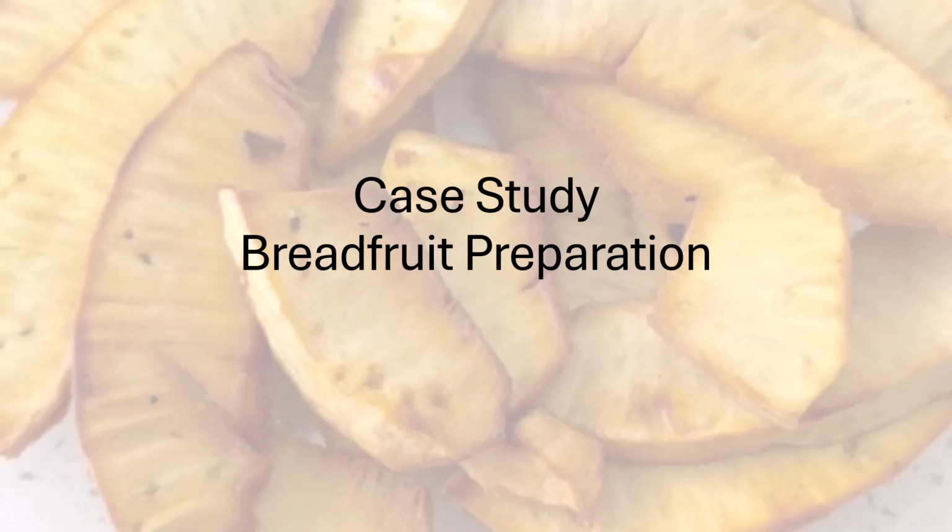What makes breadfruit especially interesting botanically is that it is classified as a multiple fruit, meaning the fruit develops from many individual flowers that fuse together into one structure. In this case study, we'll look at how the structure of the fruit relates to how people actually prepare it as food.